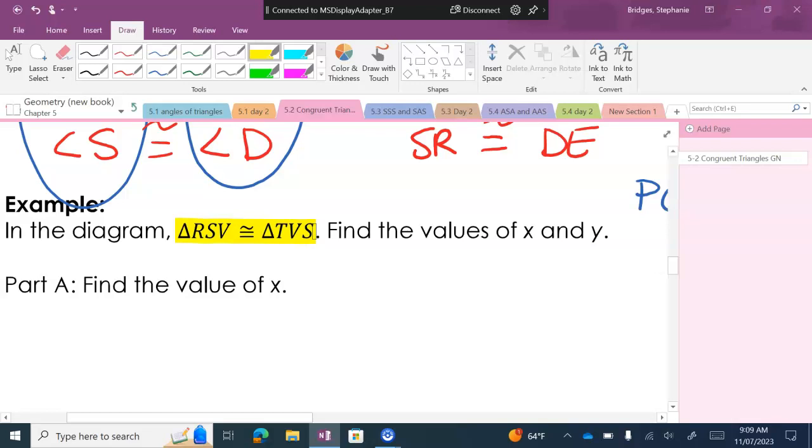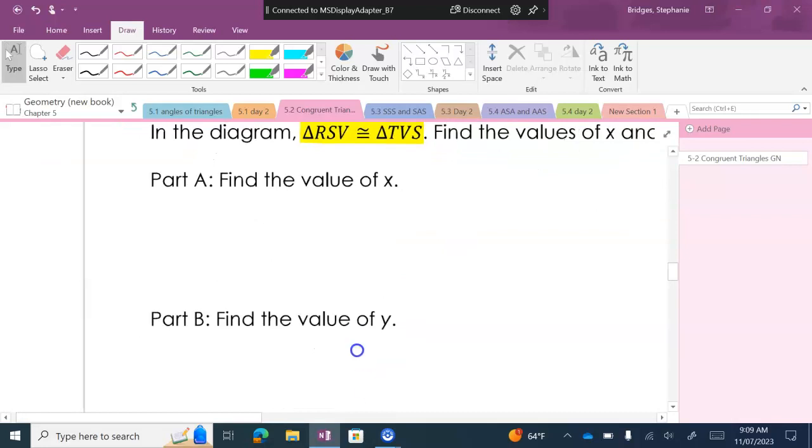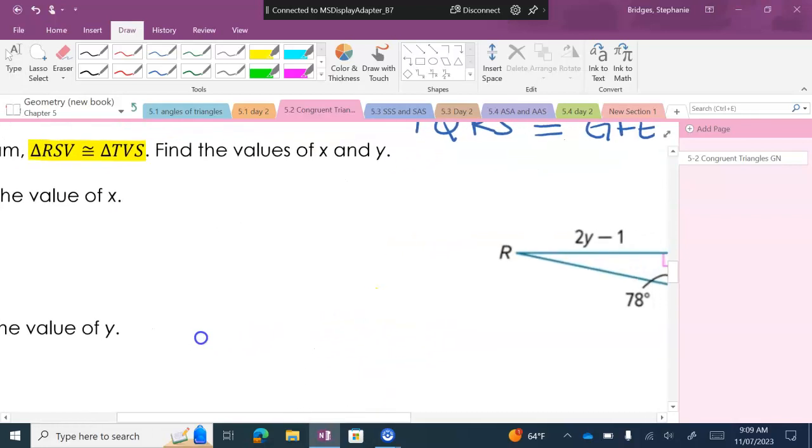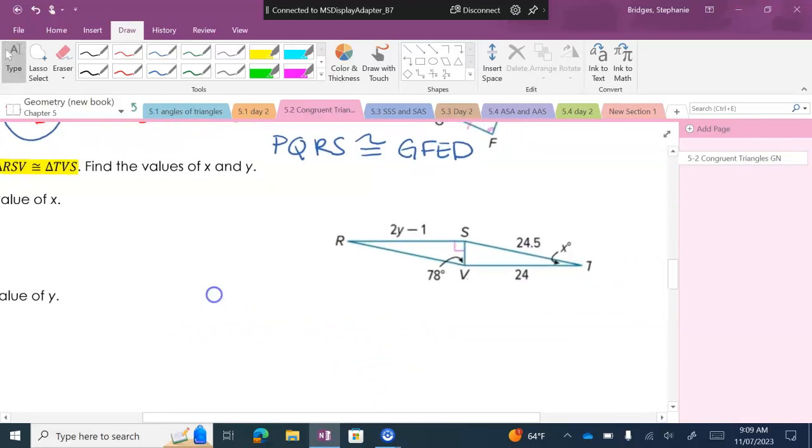What angle is in the same place as S in the second triangle? V. So angle S and V are congruent. And then what angle is in the same place as V in the second triangle? S. So V and S are congruent. So we're going to use that congruency statement to know what parts to set equal to each other. So let's first look at the picture if I could find it. There it is.